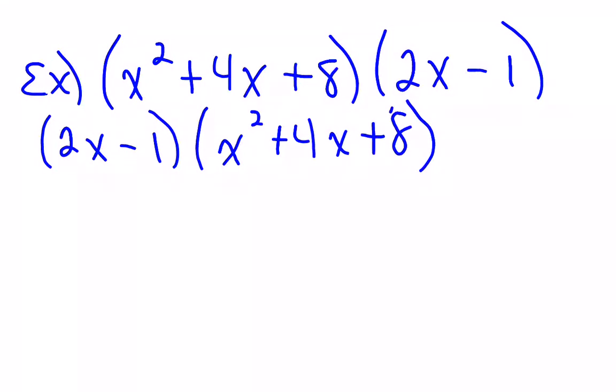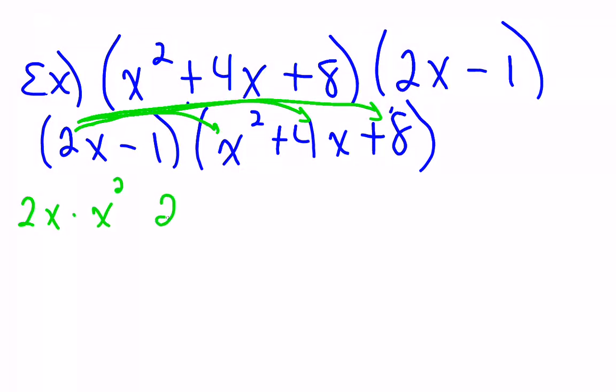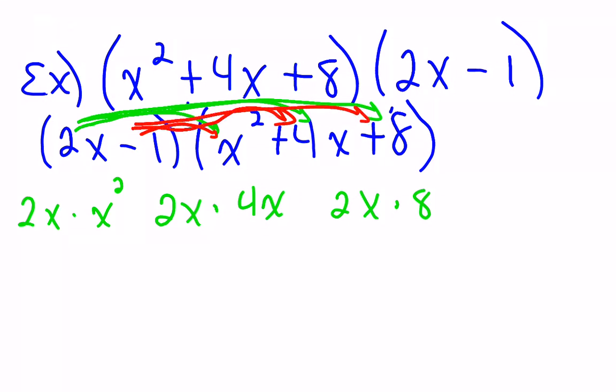And so what we want to do is distribute the 2x first to every term. So we're going to have 2x times x squared, 2x times 4x, and 2x times 8. And then we have to distribute the negative 1 to every term. So then we have negative 1 times x squared, negative 1 times 4x, and negative 1 times 8.